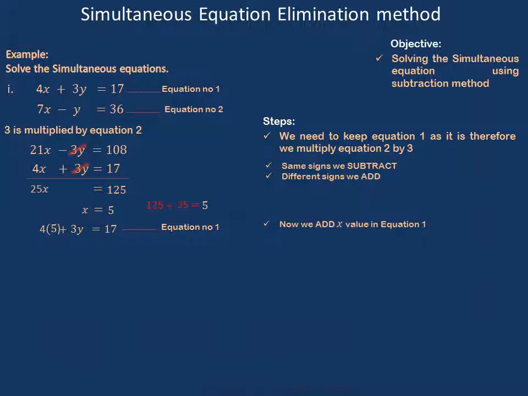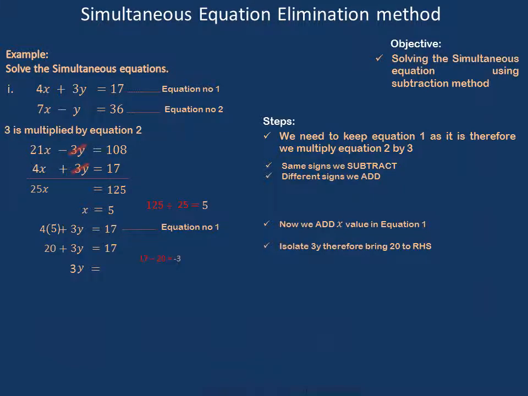Now once we multiply 4 by 5, we will get 20 plus 3y is equal to 17. So the basic target in here is to eliminate all the numbers from the left hand side and keep the y separate so we could find its value. And the first step to do that is to bring 20 from the left hand side to the right hand side.